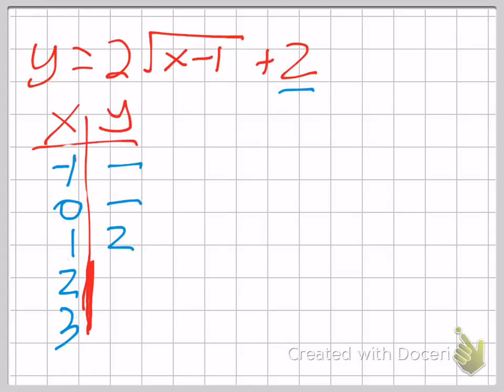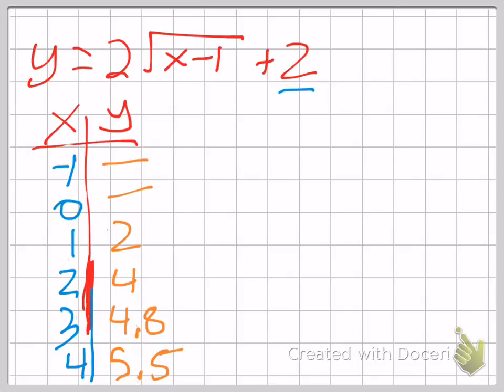Then you're going to put in 2 and 3, and then I'm actually going to extend this to 4 because I want to make sure that I'm plotting at least 4 points. So then you put those values in and you should end up with these ones. Then you're going to make your coordinate grid on the right hand side here. And you'll start plotting your points after that.